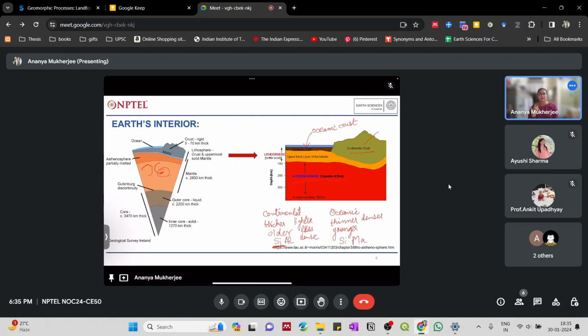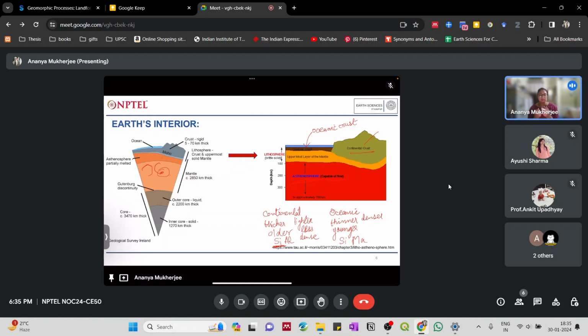How these boundaries were classified is that these are the depths at which the properties of the two layers change. Your outer core property and your mantle property change. They are mostly the density changes that we see.